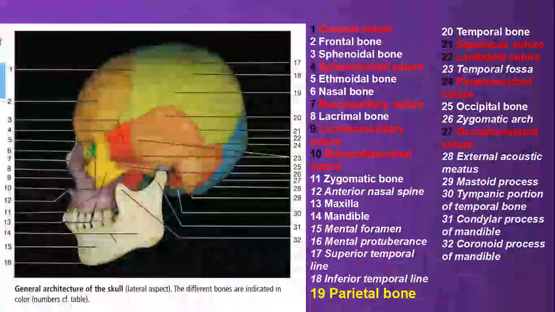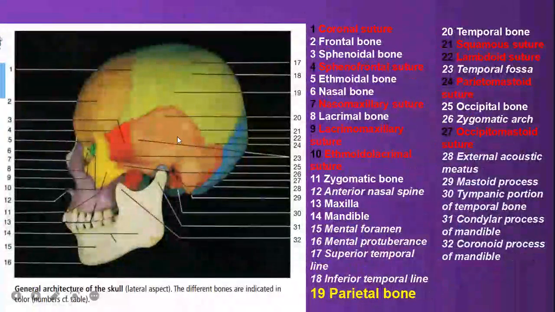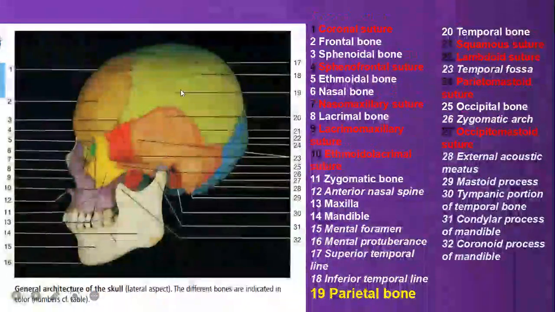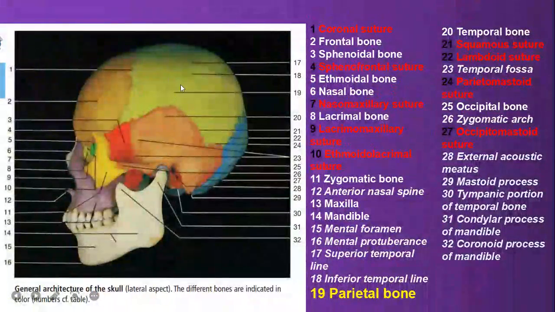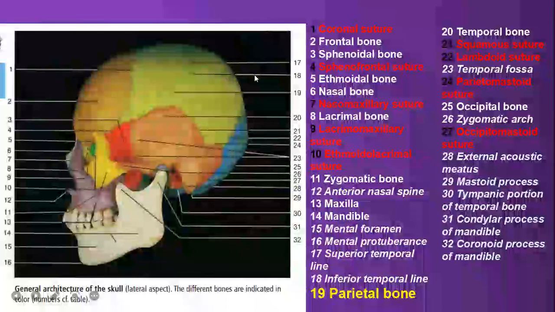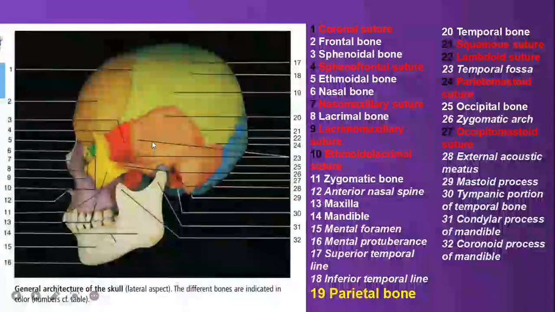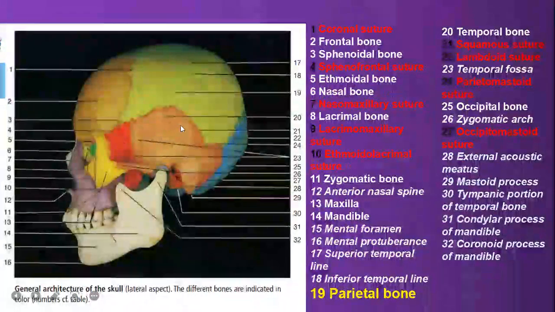For this bone, we have this skull, which is drawn from the lateral aspect, and the parietal bone is the part labeled 19. And we have a few surface features of this bone: 18 is the inferior temporal line, then 17 is the superior temporal line. We as well have other bones of the skull, but let's majorly deal with those in close contact with the parietal, such as this temporal bone.